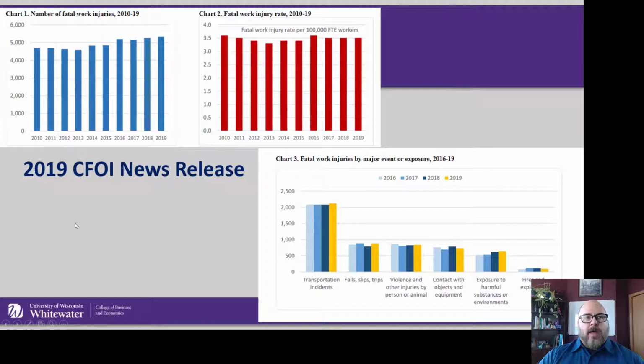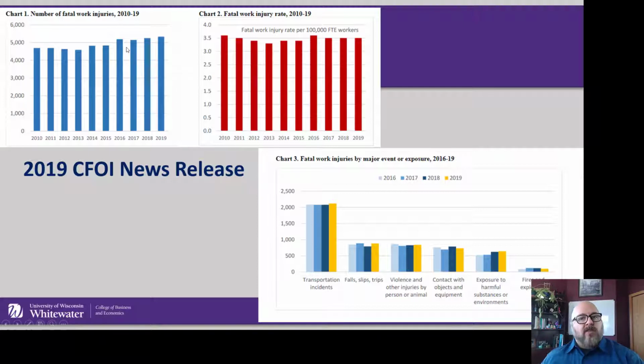So I provided this to you on the Canvas website, the 2019 news release for the fatality. As you can see, it does have the 2019-2018 comparison here. Some of the charts don't have that. They haven't completed the work yet because it just came out in like December. So it looks like since 2013, we've had kind of a consistent increase in the number of fatalities.